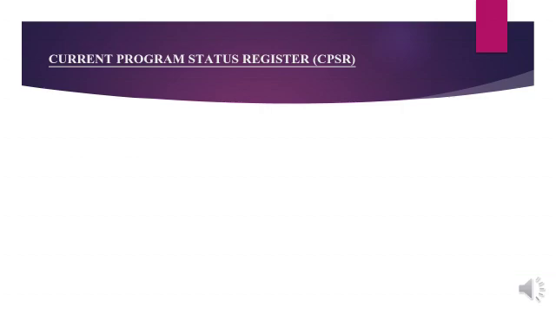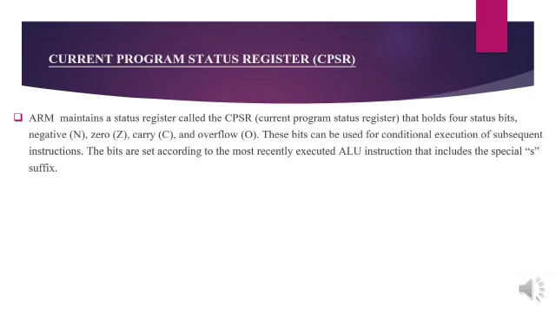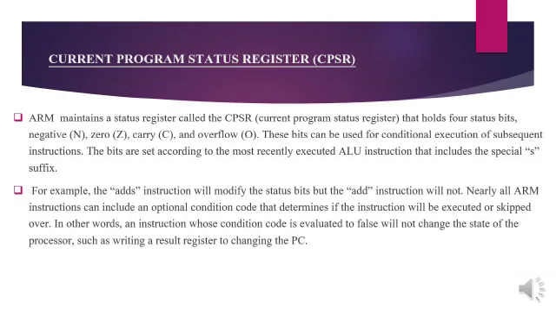Current program status register. ARM maintains a status register called the CPSR that holds four status bits: negative, zero, carry and overflow. These bits can be used for conditional execution of subsequent instructions. The bits are set according to the most recently executed ALU instruction that includes the special S suffix. For example, the ADDS instruction will modify the status bits, but the ADD instruction will not.